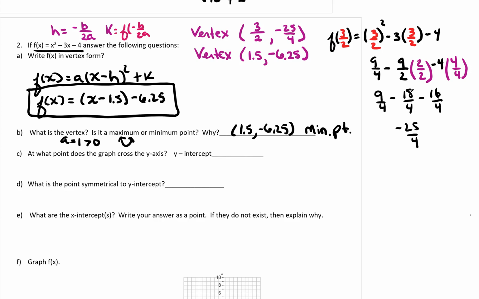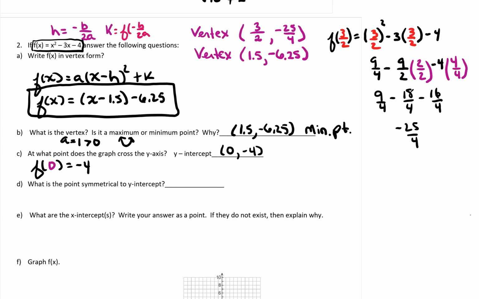At what point in the graph do we cross the y-axis? So our y-intercept, if we look at our original equation of f of x, we are going to plug in 0 wherever we see an x. And if we plug in 0 wherever we see an x, this is going to give us back negative 4. So we have a y-intercept at our point 0, negative 4.